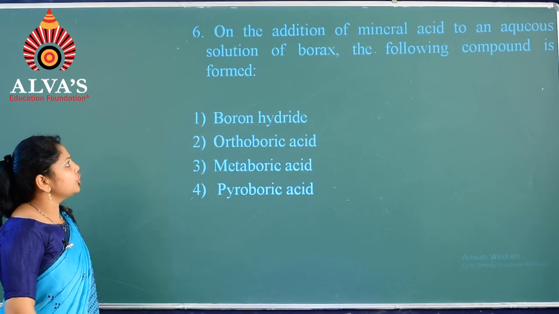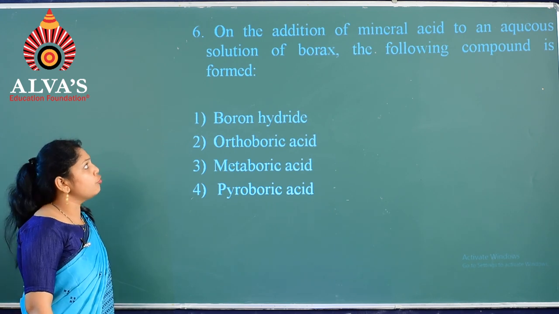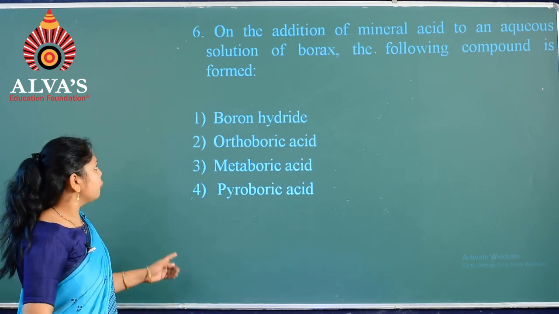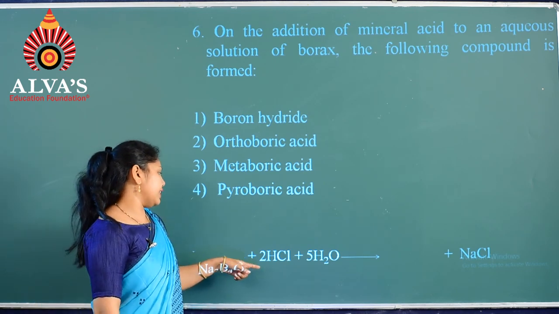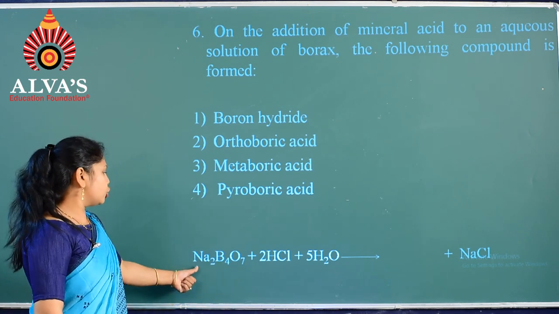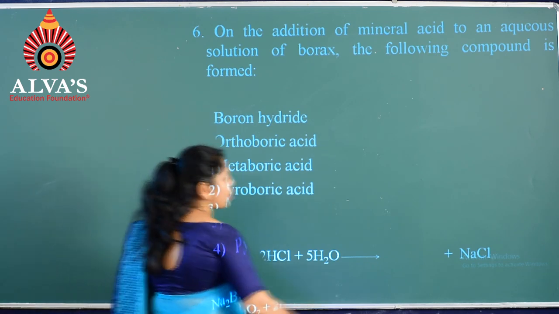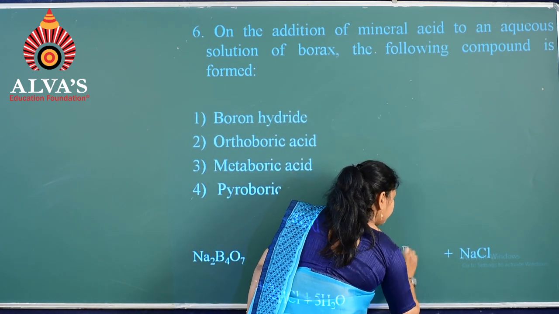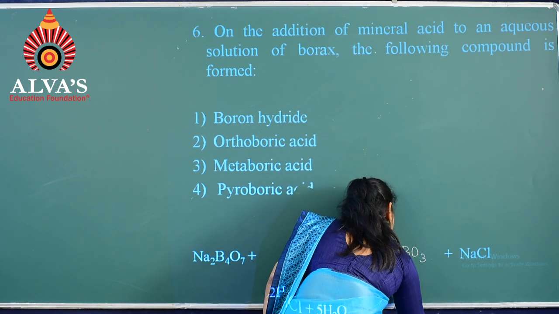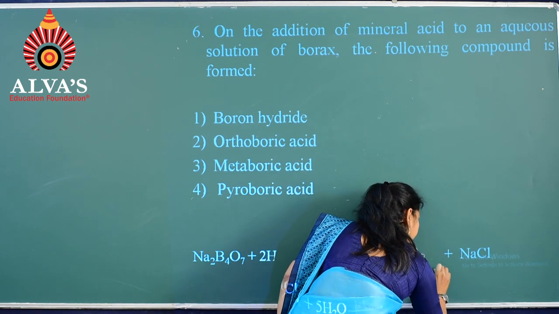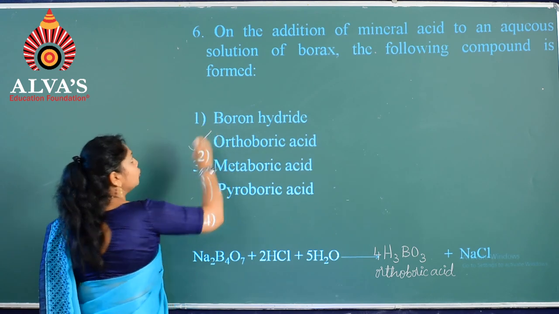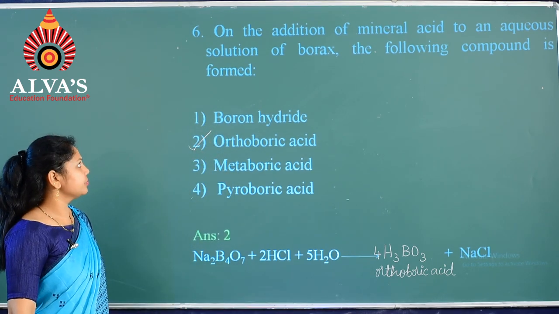Question number 6. On the addition of mineral acid to an aqueous solution of borax, the following compound is formed. This question we have already discussed in the previous one. If you observe the reaction of borax when it is treated with a mineral acid like HCl, the chlorine will combine with the sodium to give sodium chloride. One more product is H3BO3, that is, 4 molecules of H3BO3 are formed. So this is nothing but orthoboric acid. Hence, the correct option is 2. The answer is 2.